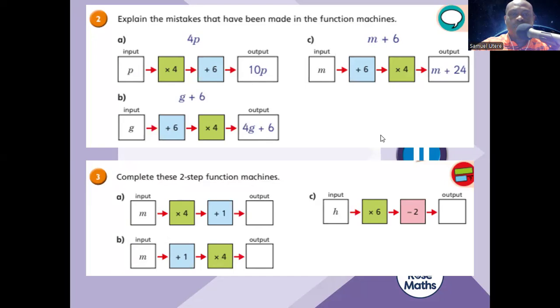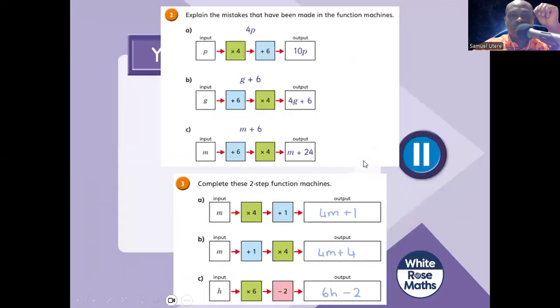Assuming you have paused the video and you've thought about these through, you've answered the questions, here are the answers. Let's discuss them. For question 2, we ask, explain the mistakes that have been made in the function machines. Okay. Here you can see that p times 4 is 4 lots of p. So we write that as 4p. When we add 6, it's not going to be 10p.